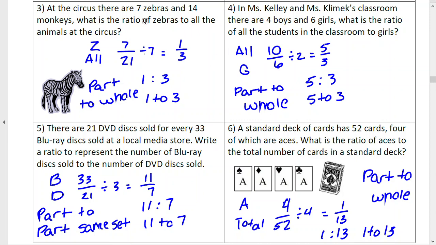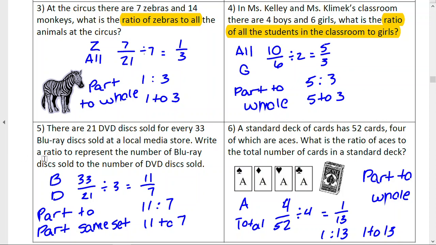Remember, in number 3, you're looking for the ratio of zebras to all the animals at the zoo. So there's 7 zebras to 21 total animals. You can simplify that and you get 1/3. And that is a part to whole relationship, because it's part, which is the zebras, to the whole, which is all. For number 4, it's asking for the ratio of all the students in the classroom to girls. So all the students in the classroom to girls, that would be a part to whole relationship. And because you're comparing all to the girls, you can simplify by 2.